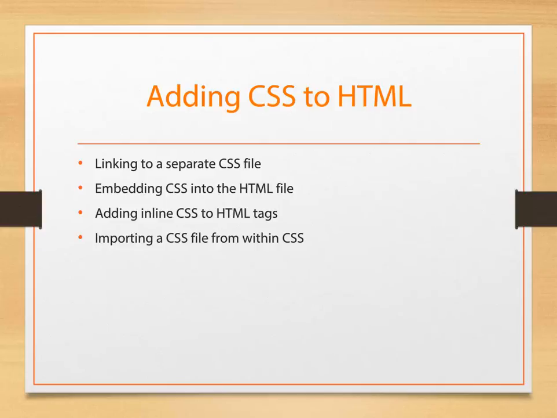Our fourth and final method is through importing a CSS file from within CSS. This is another interesting way to add CSS to an HTML page. It's with the import rule. This lets us use an attached CSS file from within CSS itself. Even the most complex style sheets start out with a single rule.